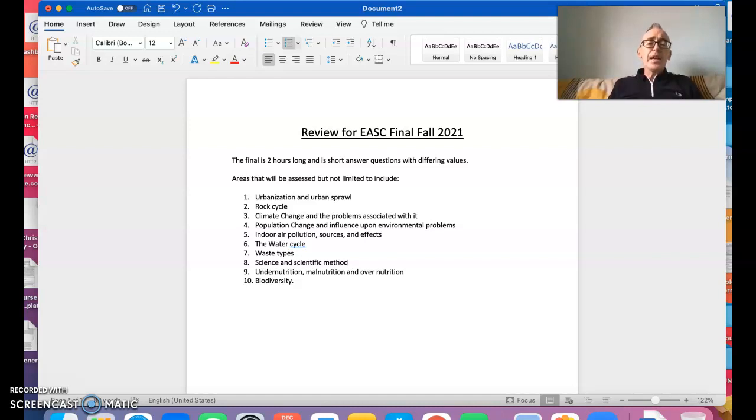The third area to look at is climate change. What is climate change and what are some of the problems associated? How does it affect agriculture? How does it affect humans? How does it affect weather? Some of these sorts of things. And this is listed in your notes, so you need to have read through your notes.